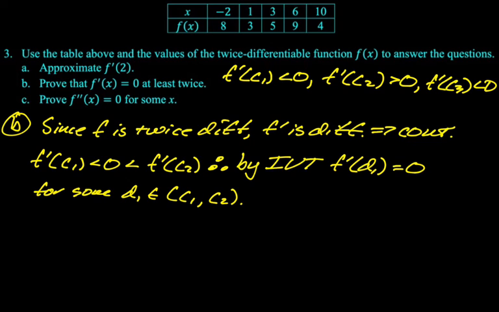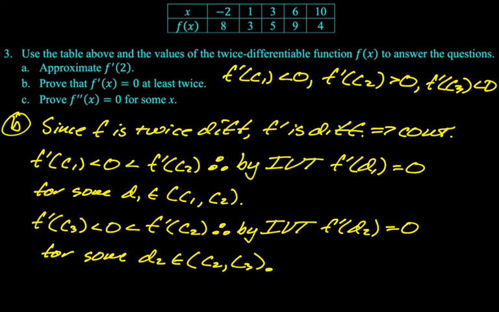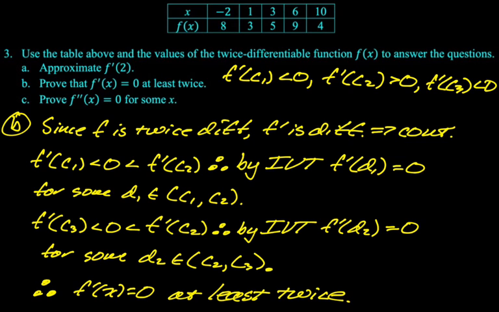And then we're going to do it again between c2 and c3. Just make sure you get the right order, right? c3 is the negative one and c2 is the positive one. So f prime of c3 is less than 0, is less than f prime of c2. Therefore, by IVT, there's a d2 where f prime of d2 equals 0, and d2 is in between c2 and c3. So did we answer the question? We did. We answered at least twice. So f prime of x is 0 at least twice because we showed that it must be. Could be a lot of times, but definitely twice.